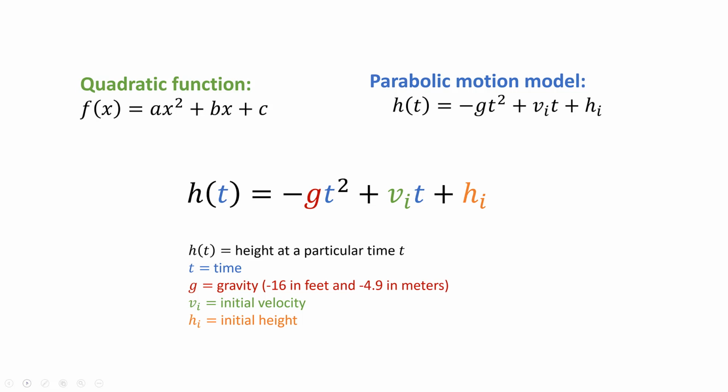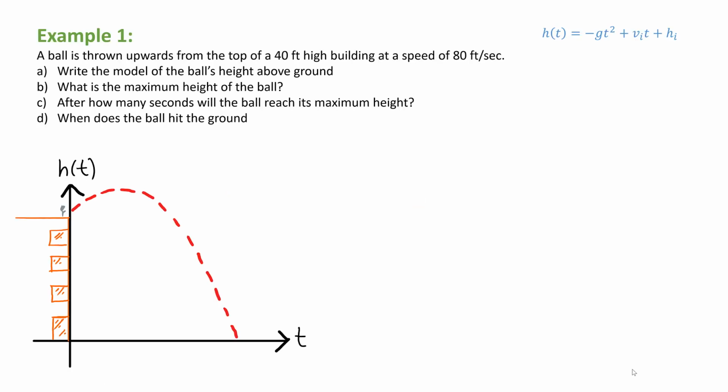Let's now see how to build the model of a word problem that involves a parabolic motion. This first example says, a ball is thrown upwards from the top of a 40 feet high building at a speed of 80 feet per second. Then we have 4 different things that we need to answer. First, letter A. Write the model of the ball's height above ground.